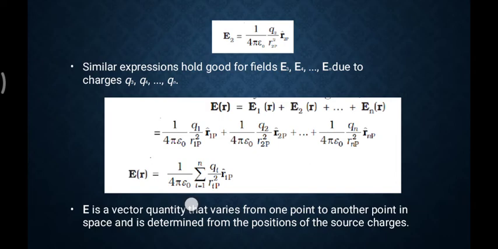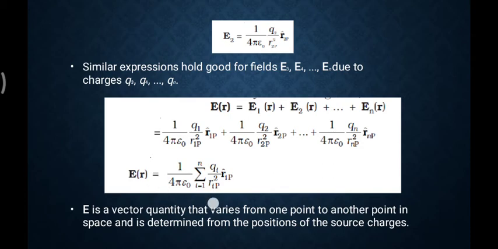So the final resultant electric field is going to be the sum of all the individual electric fields. As you can see, the first expression, the second expression, and so on for the n electric fields.